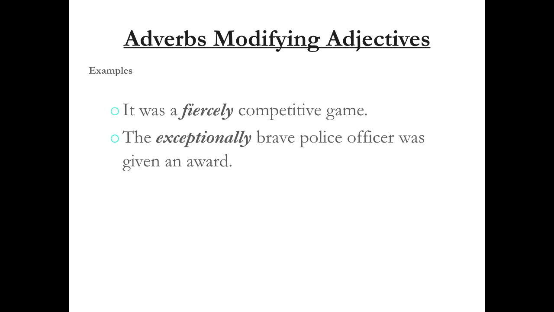Take a look at the next one. The exceptionally brave police officer was given an award. So, the police officer was given an award. We're going to say police officer is a compound noun. What kind of police officer is it? It's a brave police officer. How brave? Exceptionally brave. It just adds a little emphasis onto the adjective.